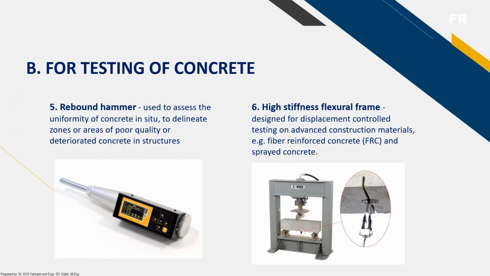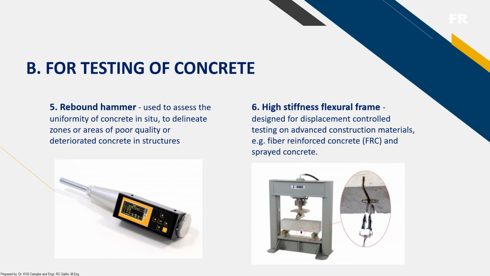Okay. We also have here the rebound hammer. It is used to assess the uniformity of concrete in situ, to delineate zones or areas of poor quality or deteriorated concrete in structures. So this rebound hammer belongs to the non-destructive equipment or apparatus, in contrast to the core drill. When the core drill extracts a sample, it is cylinder-like, so of course the concrete pavement is broken. It is either replaced, poured over again, or simply covered.